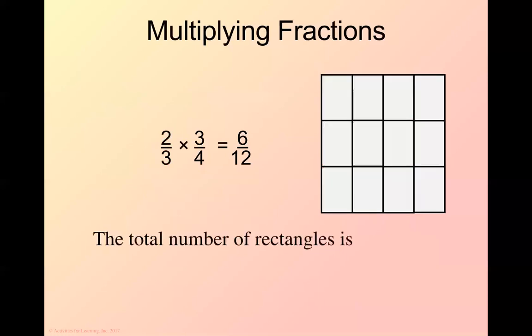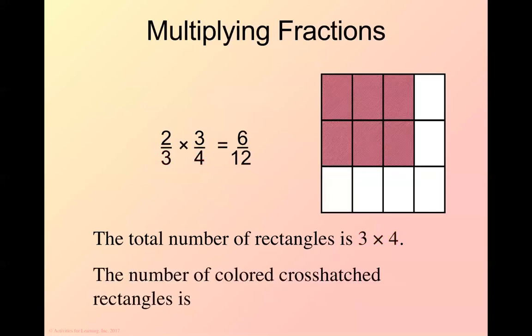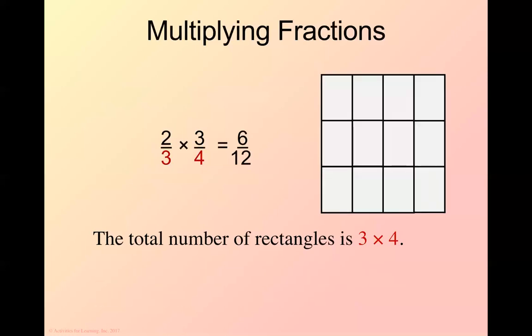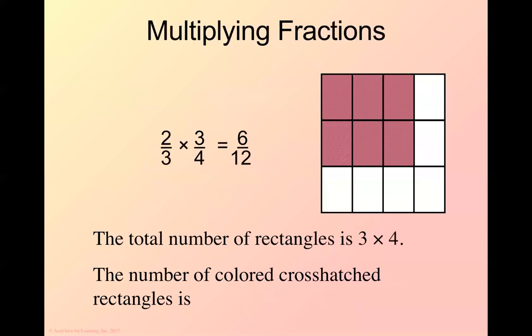So with 6/12, first of all, the total number of rectangles, how many do I have? There's 12 of them. How can you quickly figure that out? Well, it's 3 times 4, which is 12. Here's my 3 and my 4 in my equation. 3 times 4 is 12. The total number of colored crosshatched rectangles is 6. Again, it's 2 times 3, which is 6. That's why when we multiply fractions, we go across, because of this area model.